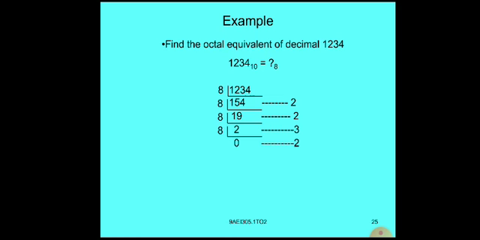Okay. Next, because 2 is the quotient, it cannot be divided with 8. 8 zeros are 0. That's all. So the remainder is 2. So now from bottom to top we will write. So that means 1234 decimal number is equivalent to 2322 octal number. So this is the procedure of converting decimal number into octal number.